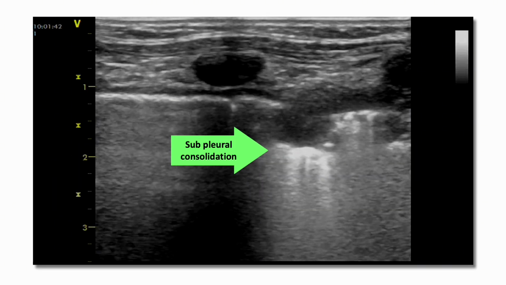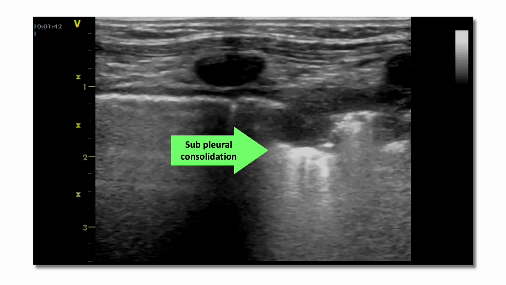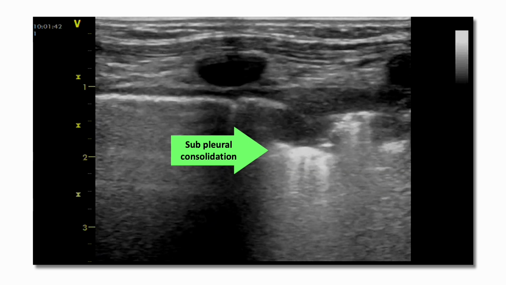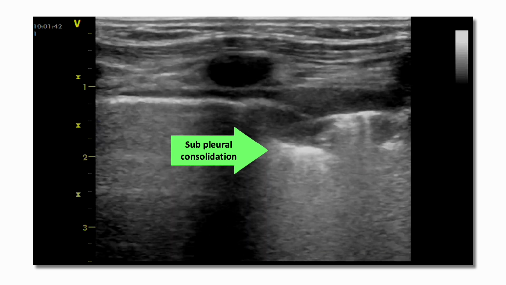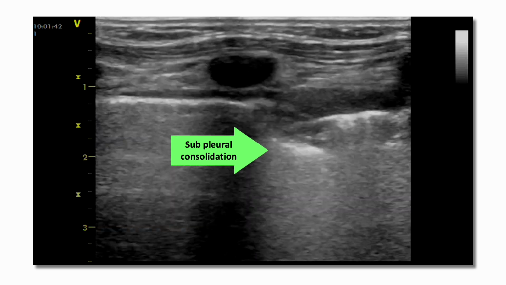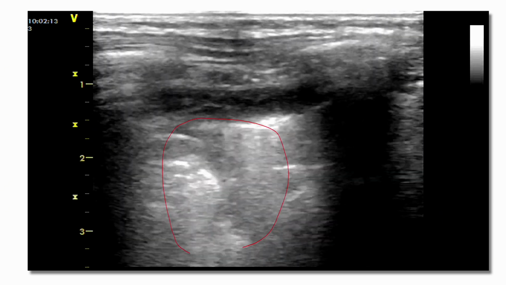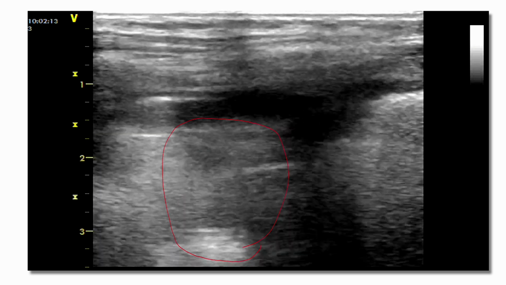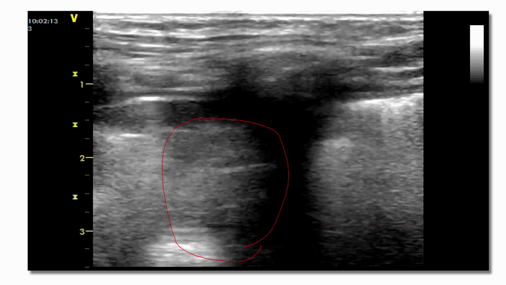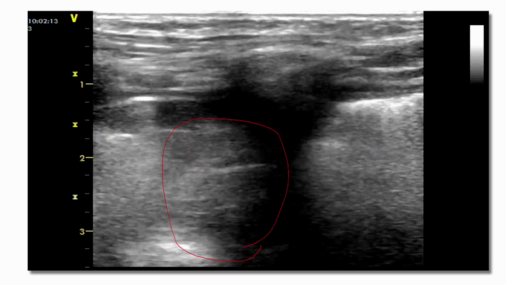Subpleural consolidation. In this area over here, you see a hypodense area below the pleura that is shredded. You can also see B lines and absent A lines. That indicates consolidation. In this image, you can see a large subpleural consolidation digging deeper into the lung parenchyma in case of more severe lung pathology.